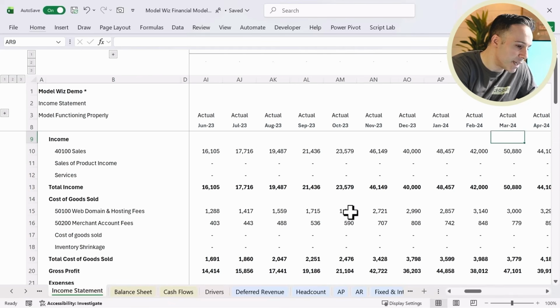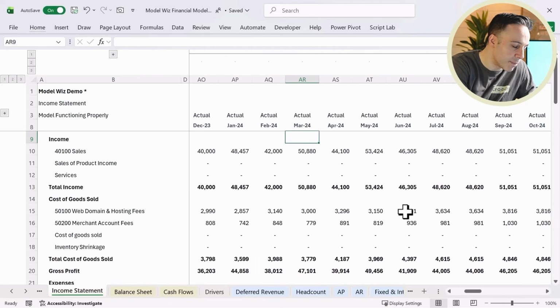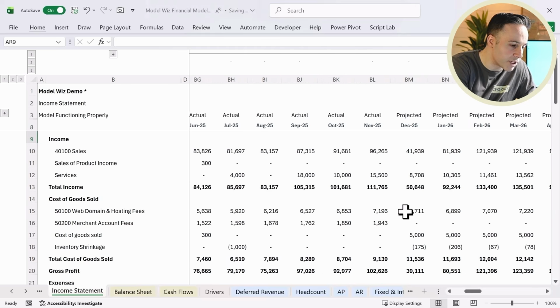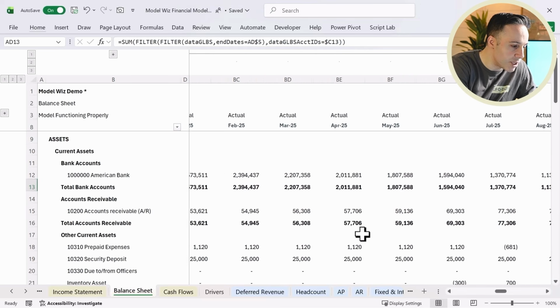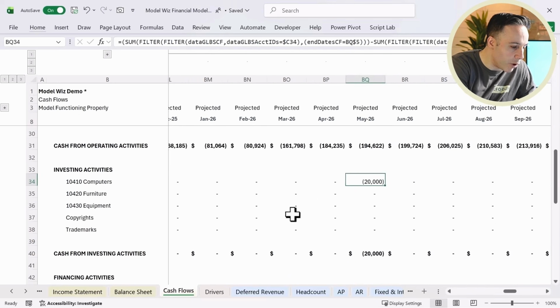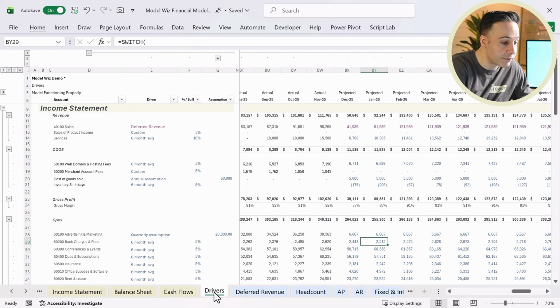All right, so here's my 3-statement model, and you can see my income statement that has both actuals as well as projections. The same thing with my balance sheet and the same thing with my cash flows. Now, all that information is driven directly from this drivers tab.